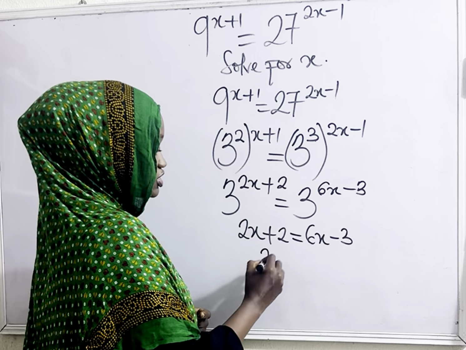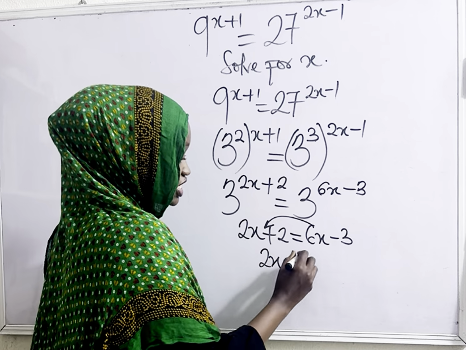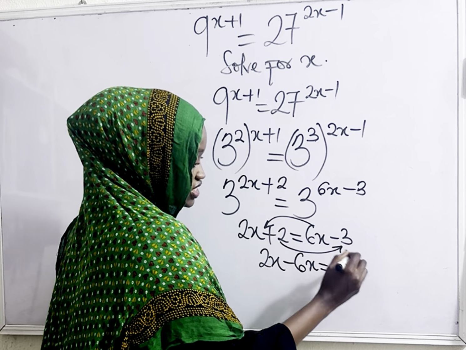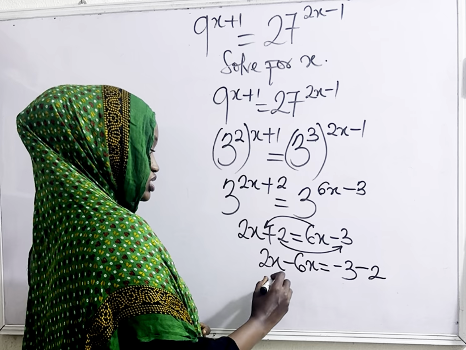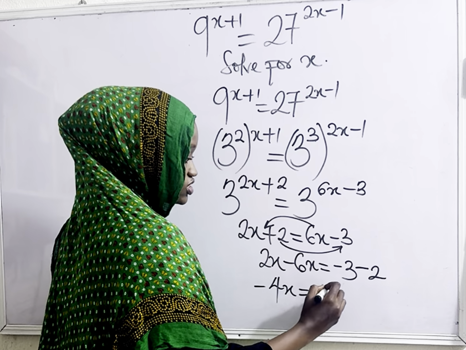Now we collect like terms. This becomes 6x comes to the left hand side, and that becomes a negative 6x, equal negative 3 plus 2 moves to the right hand side and becomes a negative 2. 2x minus 6x is minus 4x, equal minus 3 minus 2 is minus 5.